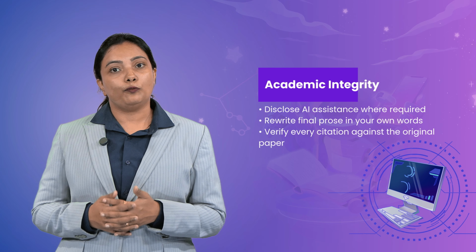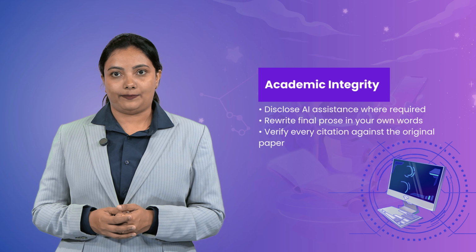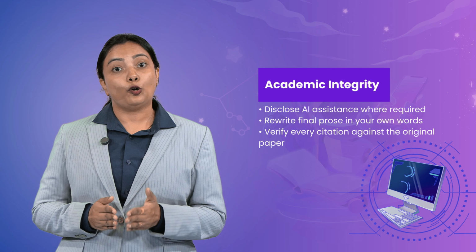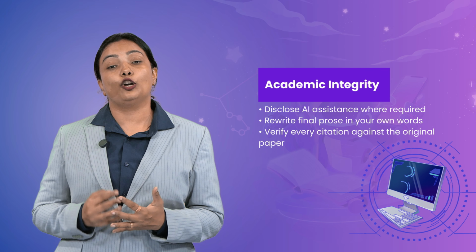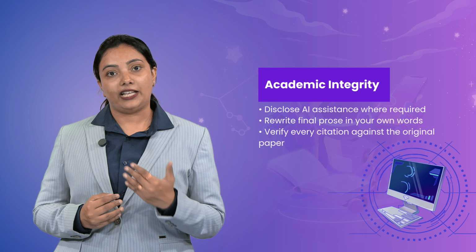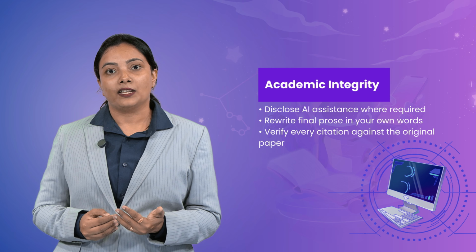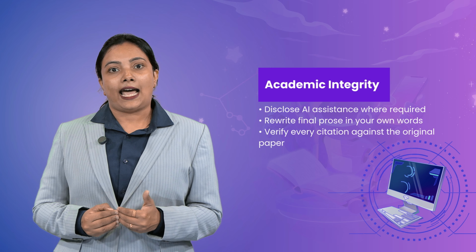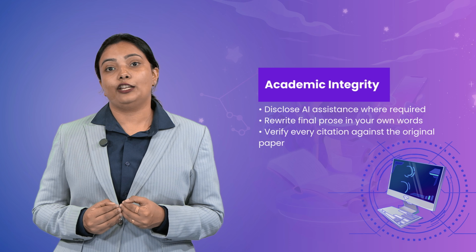Using AI to build your matrix and locate sources is generally acceptable. But the prose in your final literature review needs to be rewritten in your own words. And every citation must be manually verified against the original paper before submission. Think of these tools as building your scaffolding, not writing your building.